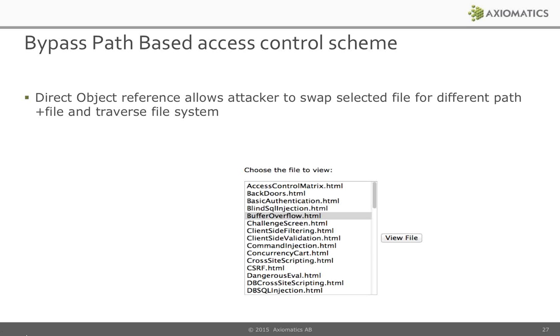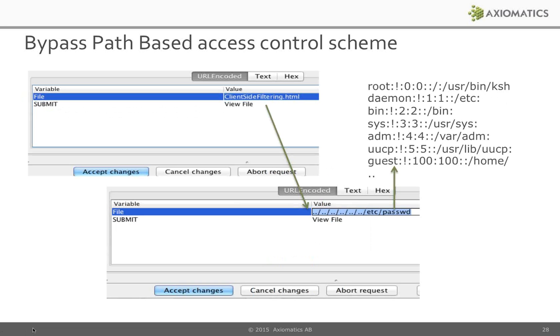What the vulnerability ends up being in this particular case is that the attacker can use, again, a proxy tool like WebScarab and change the name of the file from, in this case, client-side filtering.html, to a different file, and in this case, a different location. We're going to traverse the file system and go up to the root directory through a series of ../ and get up to /etc/password and have the entire password file downloaded to the attacker through the browser.